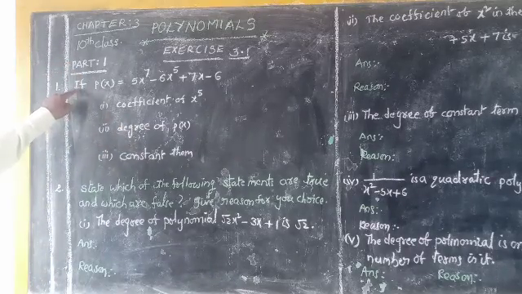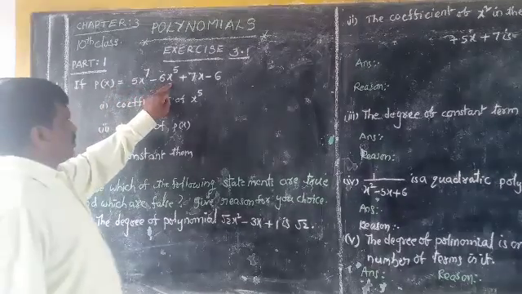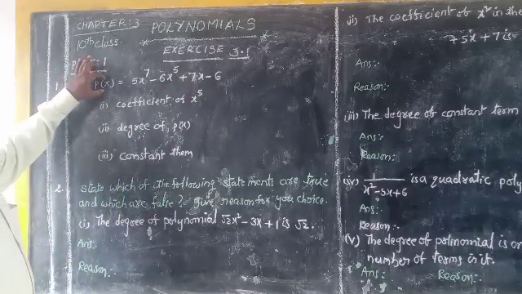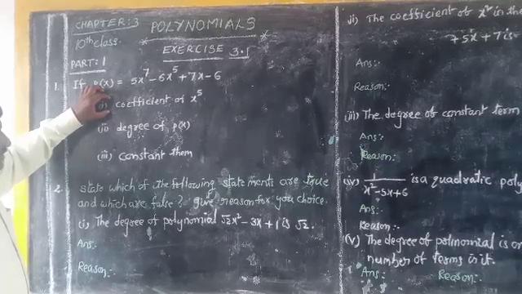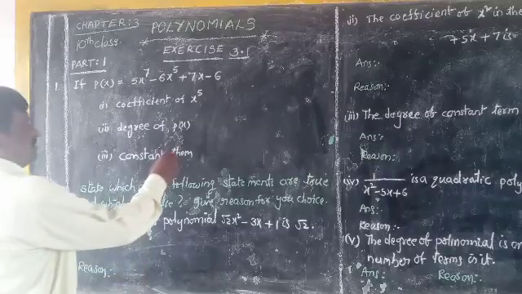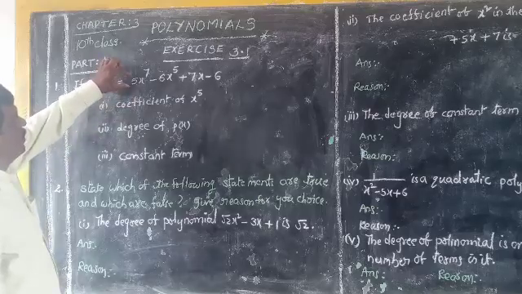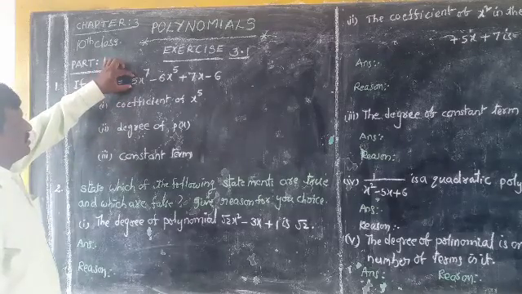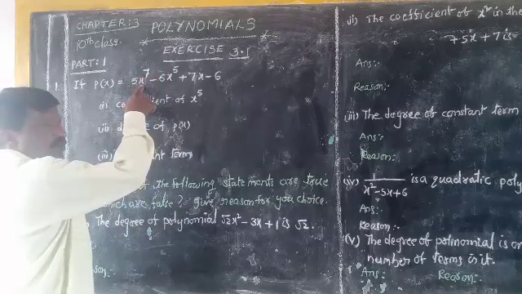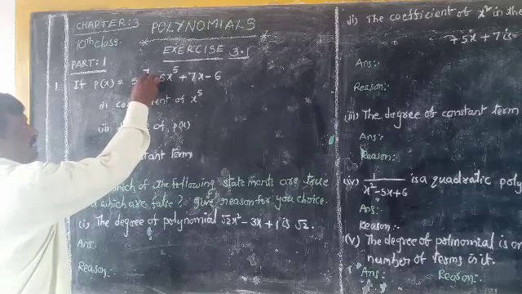Exercise 3.1. If p of x is equal to 5x to the power of 7 minus 6x to the power of 5 plus 7x minus 6, what is the coefficient of x to the power of 5, the degree of p of x, and the constant term? These are the coefficients. These are the powers. In 5x to the power of 7, 7 is the power.